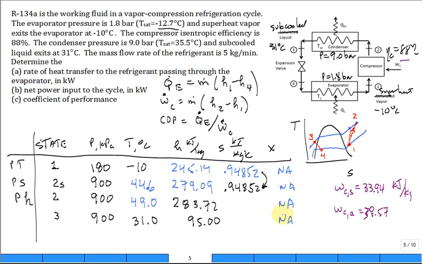So I should have color-coded this blue, because you look that up as a function of knowing the pressure and the temperature at state 3. Make sense? And then the last state, 4, we drop the pressure to 180. Isn't that the pressure in the evaporator? 180 kilopascal. And it is isenthalpic, so it's 95.00.